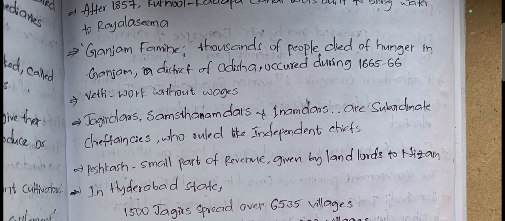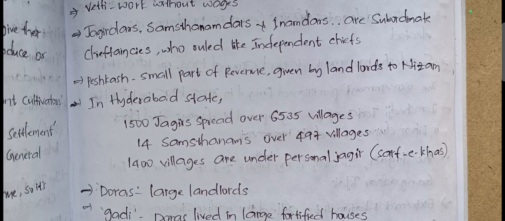Jagirdars, Samsthanamdars, Inamdars are the subordinate chieftaincies who ruled like independent chiefs. Next, Peshkash, a small part of revenue given by landlords to the Nizam. In Hyderabad state, 1500 jagirs spread over 6535 villages, 14 samsthanams over 497 villages, and 1400 villages were under the personal jagir. Only the Nizam rulers could lead those 1400 villages. We call it Sarf-e-Khas.